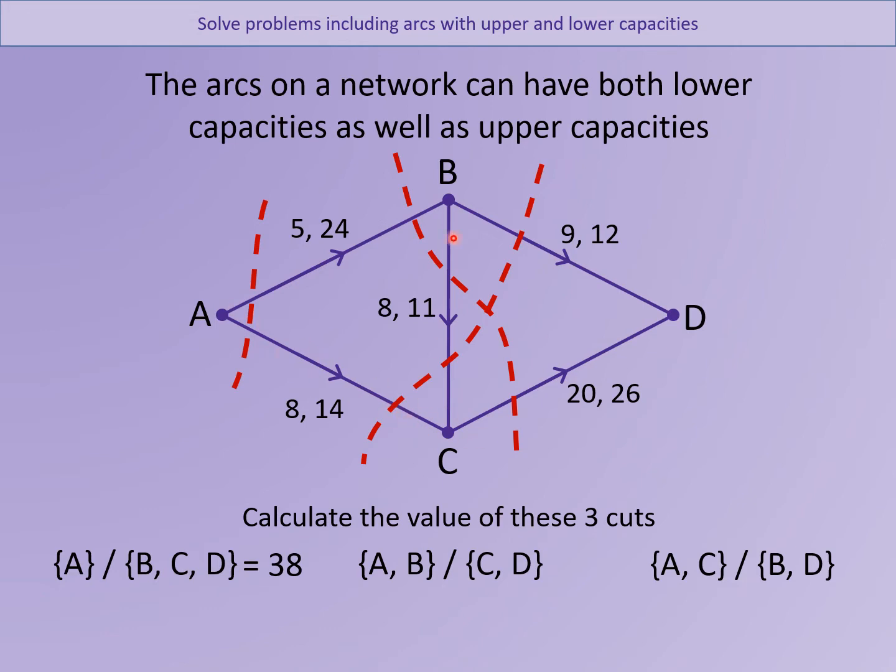Because they've all flowed in the correct direction, source to sink, I add those up again. 14, 11, and 12. So that's going to be 37. So this can only flow a maximum of 37. So that's a better cut than that one. It's no good being able to flow 38 from there to there, because you can only flow 37 through this point just here. So that's a better cut.